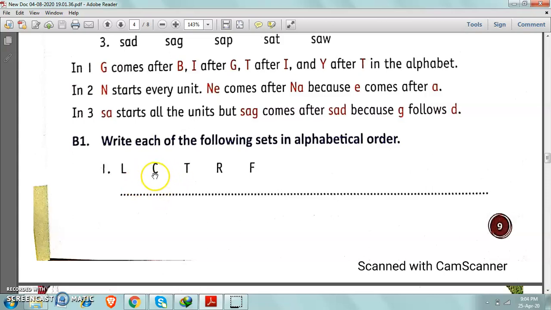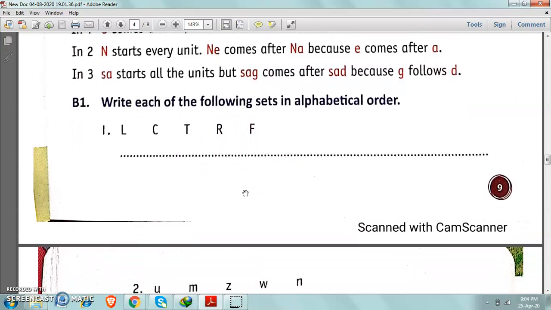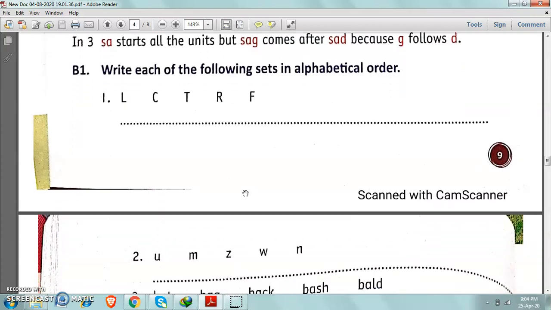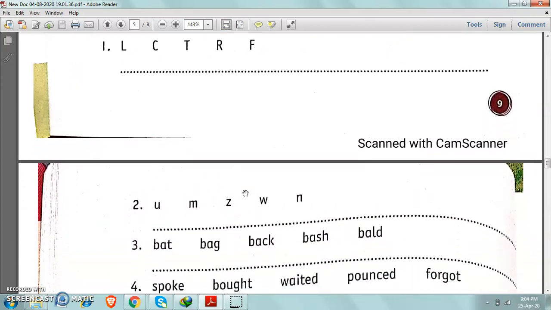Now leave C and F. Look at L, T, R. So which letter comes first in the alphabetical order? From L, T, R, L. Okay. Now from T and R, R comes first, then T. So what will be your sequence as per the order? C, F, L, R, T. Okay. So you have to write it. I will send you the PDF also. You can see from there also, but you have to understand how to do this.